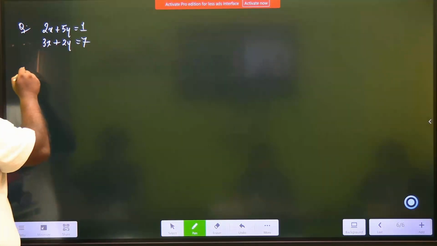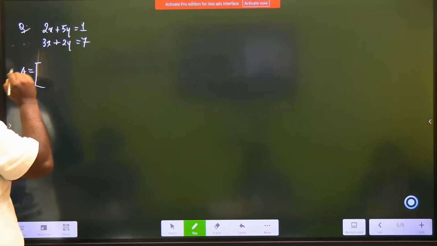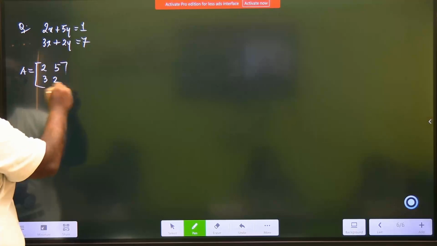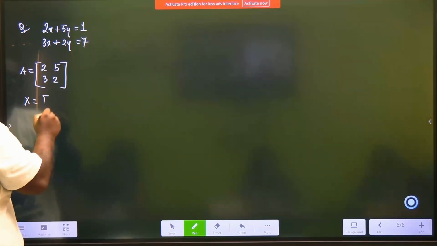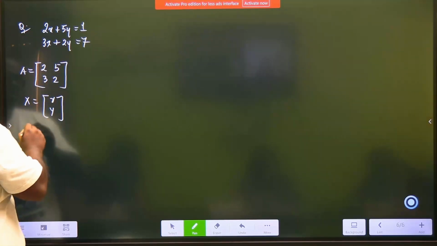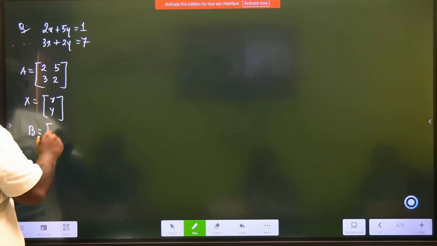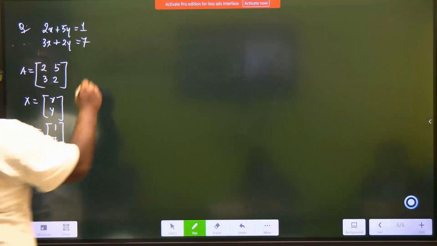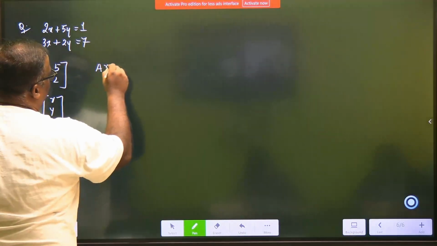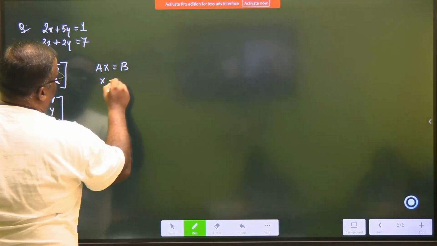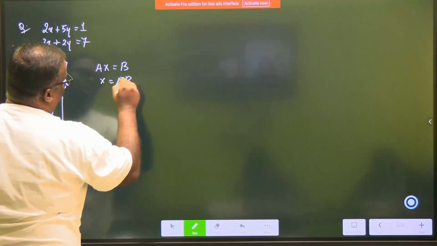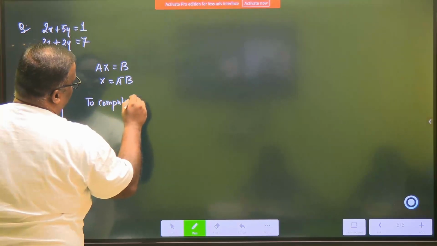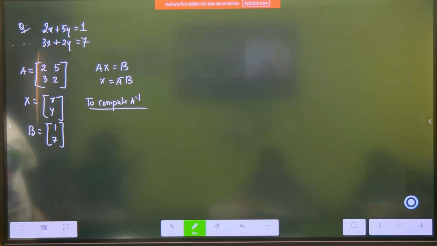So you formulate your A matrix. Your A matrix is what, children? All the coefficients 2, 5, 3, 2. Agreed? Your X matrix is the variables. Your B matrix is the constant taken on the right hand side. Agreed? The setup would be A into X is equal to B. So X is equal to A inverse B. Now your job will be to compute A inverse.